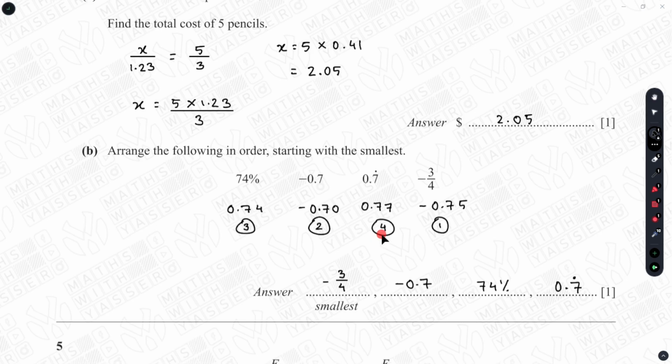So now we can arrange these numbers, and of course you need to make sure that you are writing these numbers in your answers because these are the numbers which were provided in the question. So minus 0.75 was minus 3 over 4. Minus 0.70 is minus 0.7, and 0.74 is 74%, and 0.77 is 0.7.